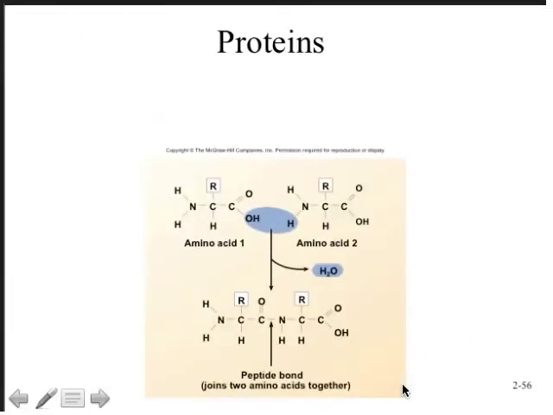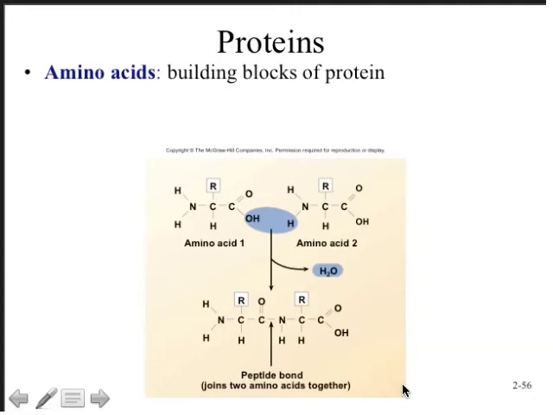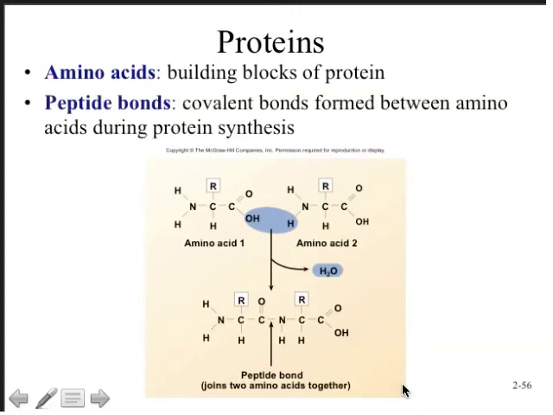Now, speaking of proteins, proteins are assemblages of amino acids, which are the building blocks of protein. When we build protein, we take amino acids and through a dehydration synthesis, we form a unique covalent bond called a peptide bond, which I'll circle here in red. This is the peptide bond. It only exists between the carbonyl of one amino acid and the amino group of the other amino acid.